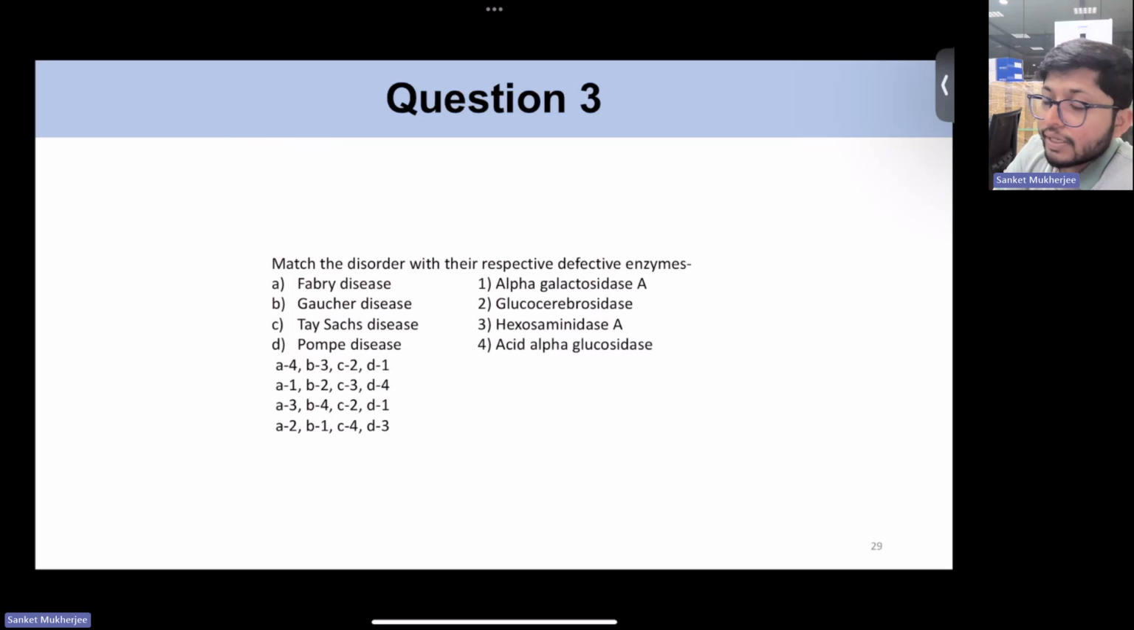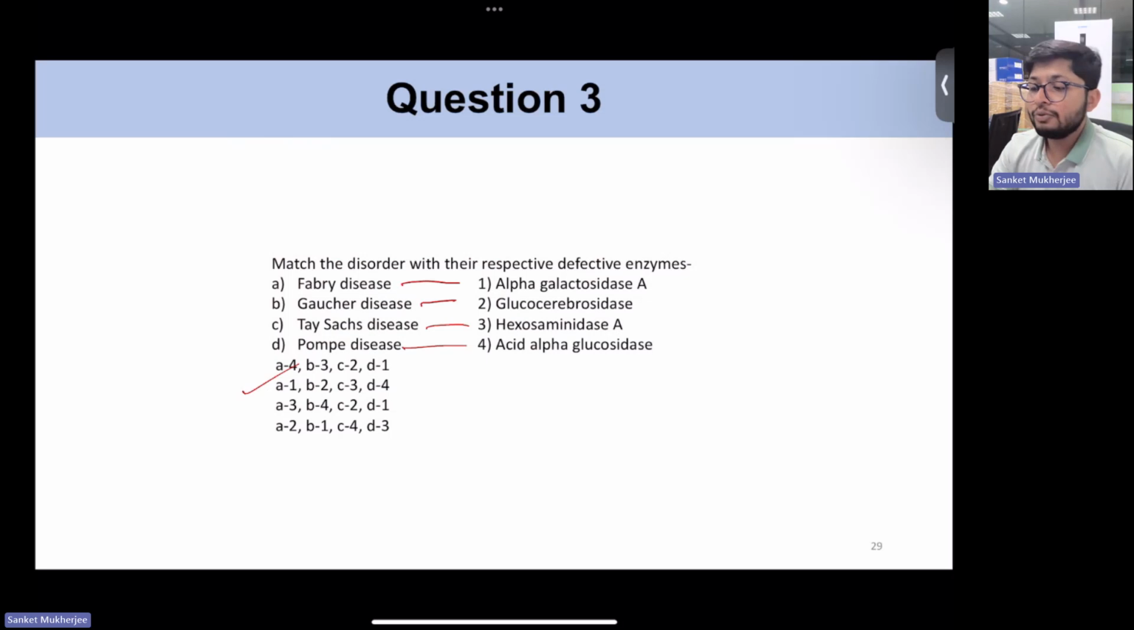Match the disorder with their respective defective enzymes. Fabry disease actually causes alpha galactosidase A as the defective enzyme. Gaucher disease by glucocerebrosidase, Tay-Sachs disease by hexosaminidase, and Pompe disease by acid alpha glucosidase. We've already discussed this. So A1, B2, C3, and D4.